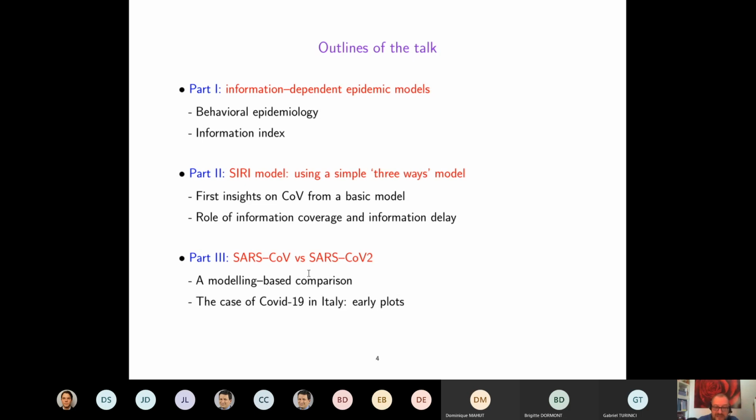And so when necessary, I will call the first epidemic just SARS and the second one COVID, like is usually done in mass media. And so I will try a comparison based on mathematical modeling. Especially, I will talk about deterministic compartmental models. And finally, I will show some early plots concerning the case of COVID-19 in Italy.